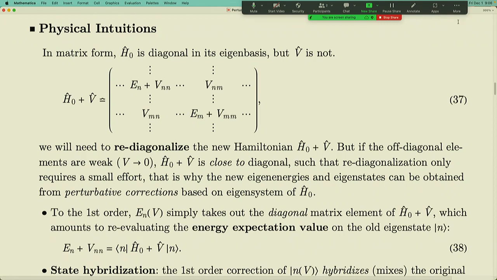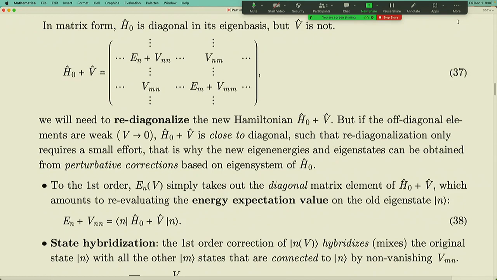a smaller effort, actually. So that's why the new eigenenergies and eigenstates can be obtained perturbatively, by perturbative corrections based on the original eigenvalues and eigenstates of the Hamiltonian. Because you are only changing this Hamiltonian by a small amount, the eigenvalue and eigenstate will also change by a small amount. And then if you look at this Hamiltonian to the first order, you can say, okay, since it's almost diagonal, let's just ignore all these off-diagonal matrix elements as if they don't exist. Let's look at the diagonal.